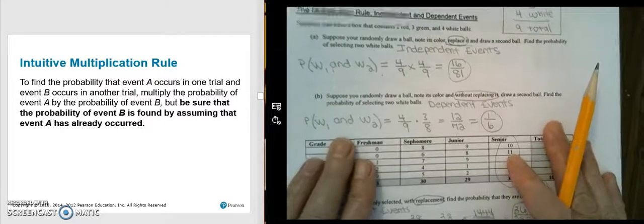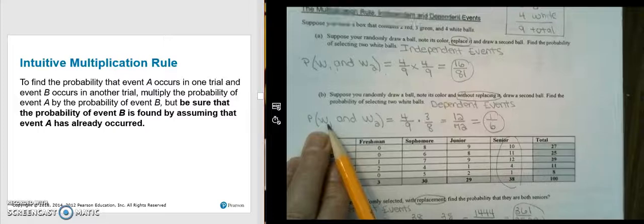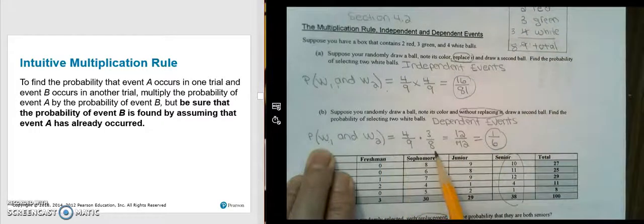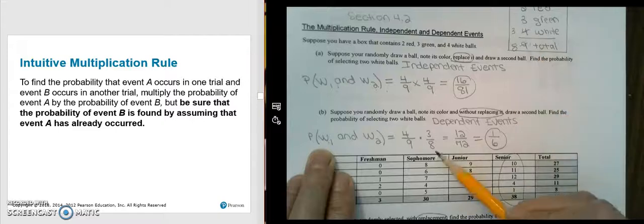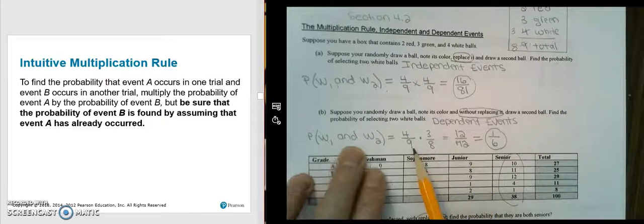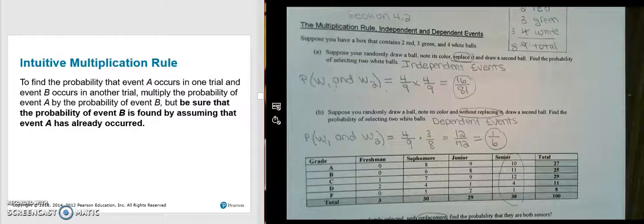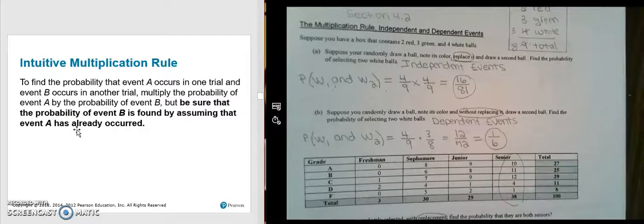Now let's take a look at this one where they're dependent. This is the probability the first one's white, which again is 4 out of 9. And then now I don't replace it, so now it's going to look like this. We have 3 white left altogether. We have 8 total. So the probability the second one is white is going to be 3 out of 8. So again, this is the probability the first one's white. We took a white one out. Now we're looking for the probability the second one's white, and we simplify from there. Okay, so the intuitive way, which is honestly the easiest way to do it, is you take the probability of the first event and you multiply the probability of the second event, and make sure the event B is found by assuming that A has already occurred.